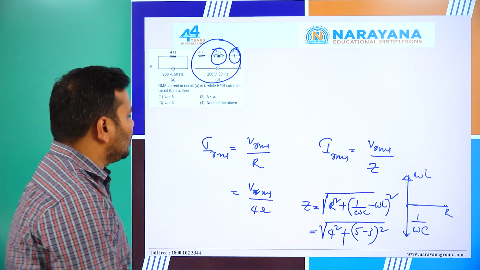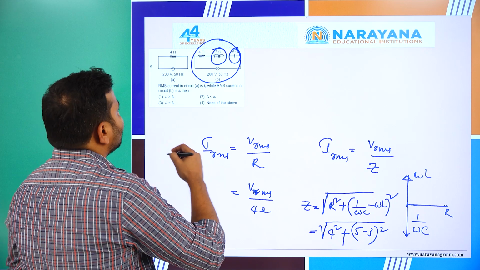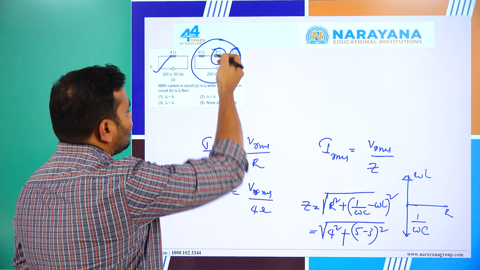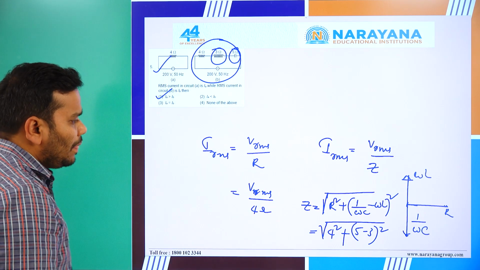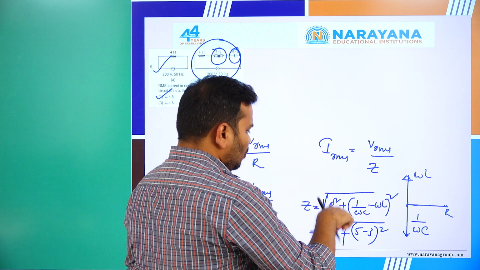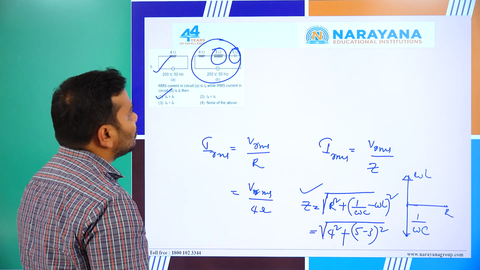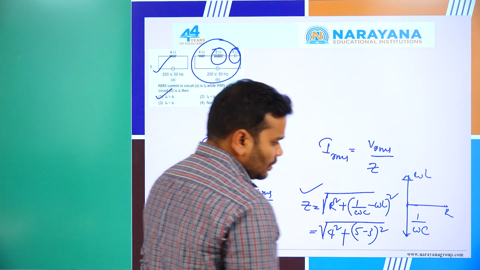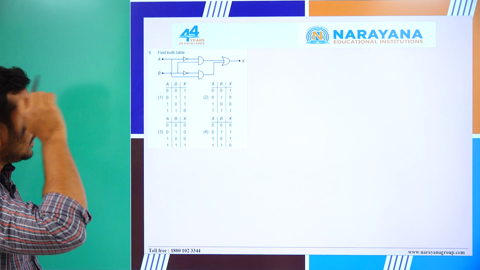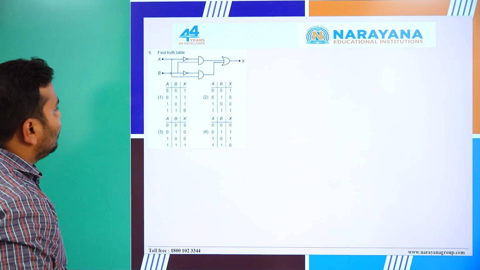So you have to compare these two. Obviously the RMS current in the first circuit is more as compared with this one. As the impedance is more here as compared with the resistance there, the RMS current in the first circuit is more than the RMS current in the second circuit. Done. Now coming to this question, right.